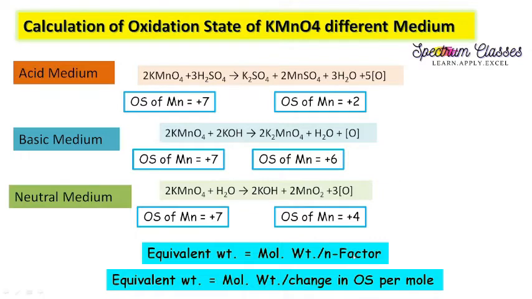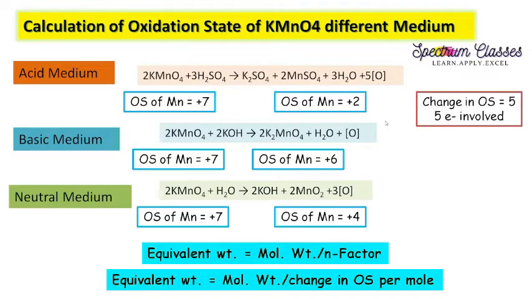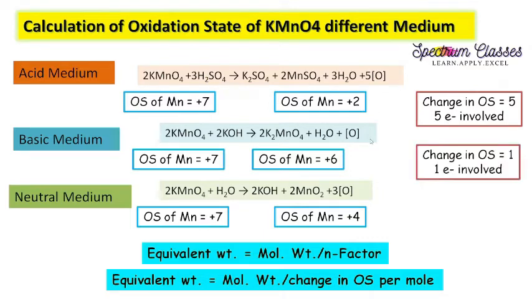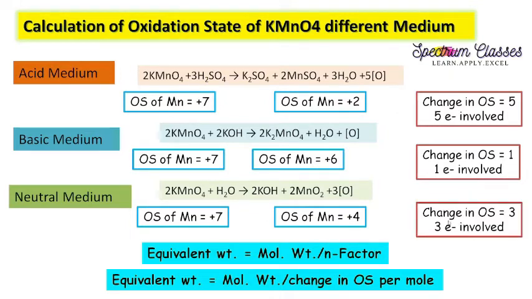So as I told you earlier, what is n factor? N factor is change in oxidation. So this formula can be written as equivalent weight is equal to molecular weight divided by change in oxidation state per mole. So this is important, per mole, right? So here the change in oxidation state is 5, that is 5 electrons are involved in this reaction, and here change in oxidation state is 1, and in the neutral medium the change in oxidation state is 3.